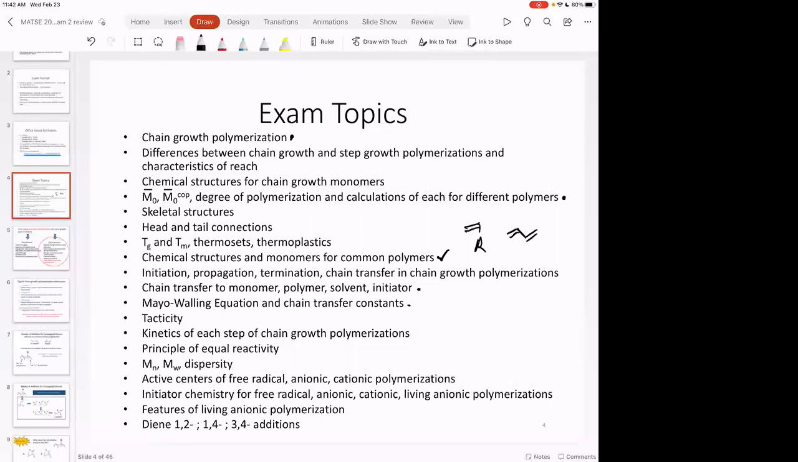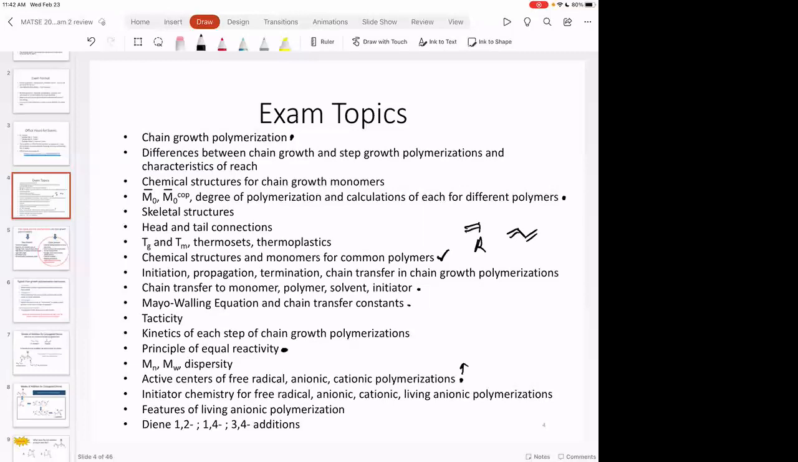Let's see, what else? Principle of equal reactivity, that is still in play. What does the principle of equal reactivity say again? What does that mean? That's right. Growing chain ends are the same reactivity no matter what the molecular weight is. And so that is still in play here. You need to know what the active centers look like.